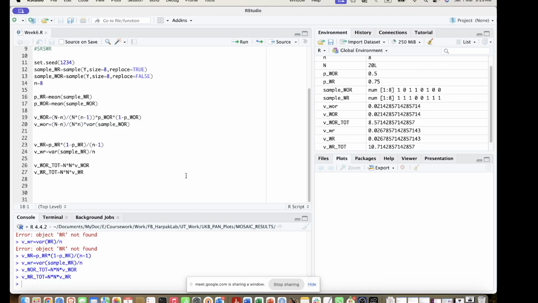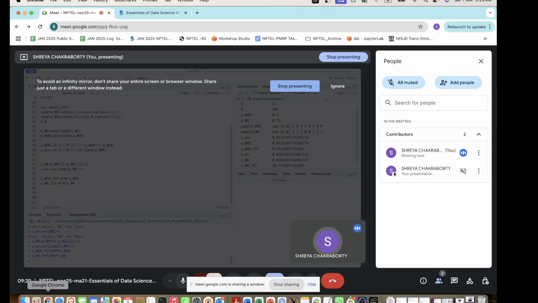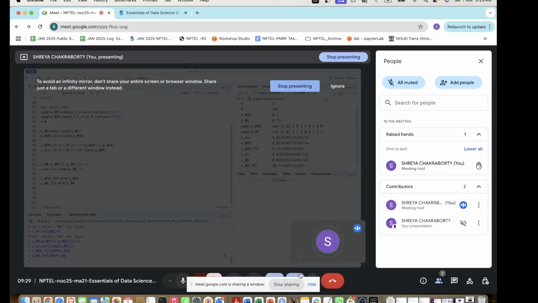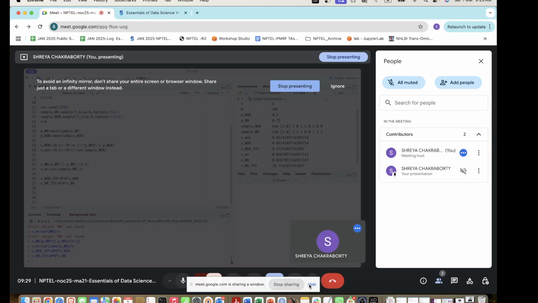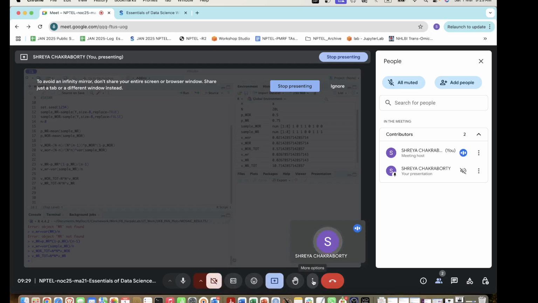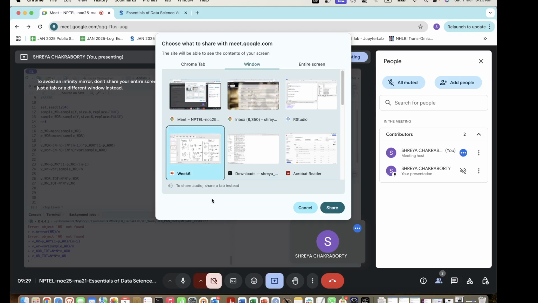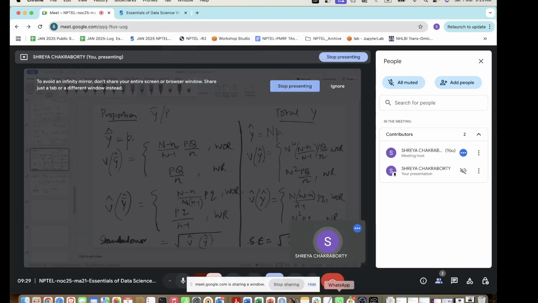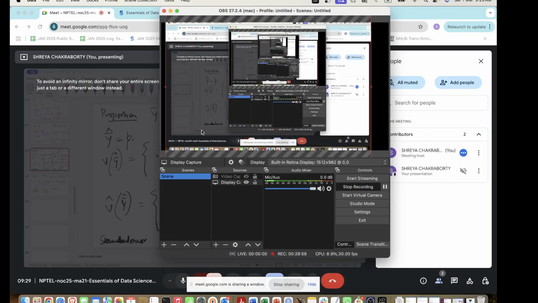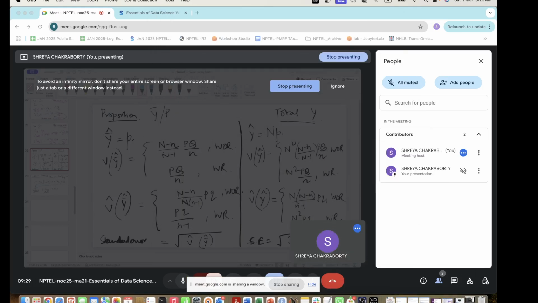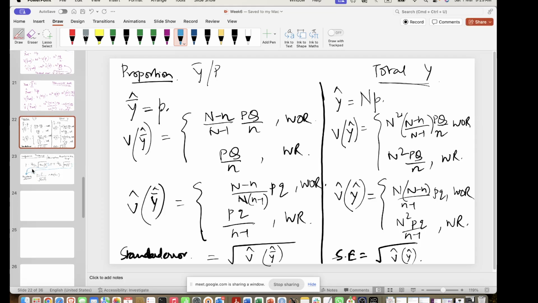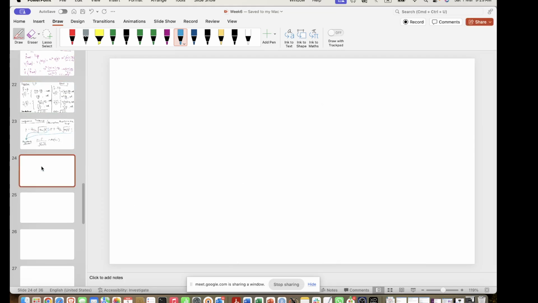Right. So now let us just briefly touch upon some parts of the stratified sampling, whatever we learned.